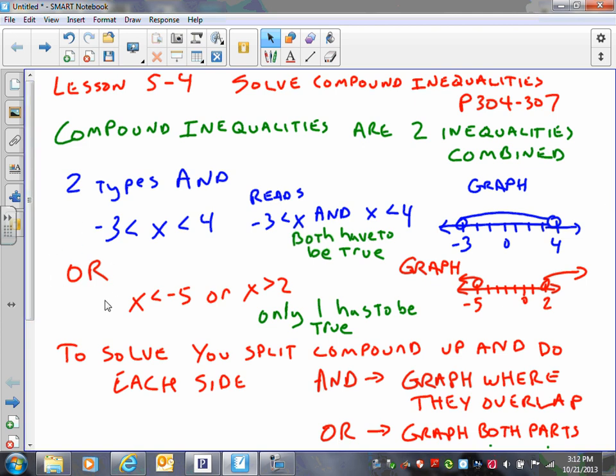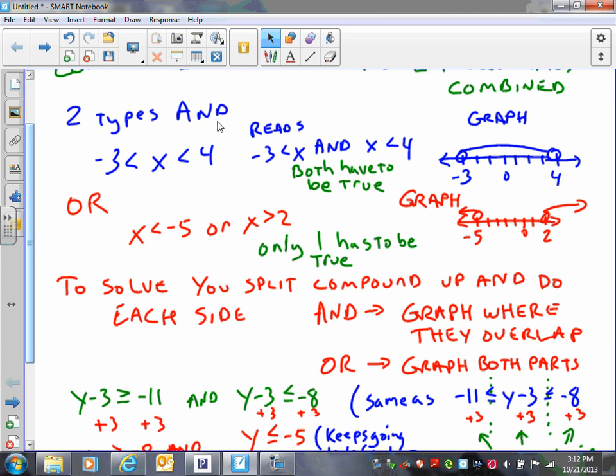An OR statement would read like this: x less than negative 5 or x greater than 2. Only one of them has to be true. Your book calls this a union because we're adding these two parts together on the same graph. This is called an intersection because it's where they overlap on the AND statement.